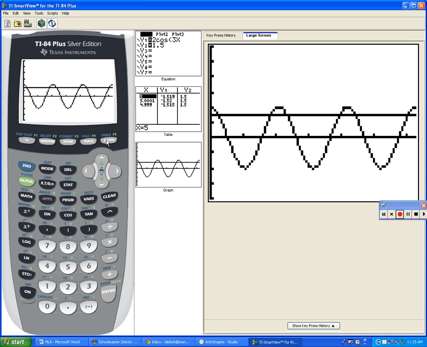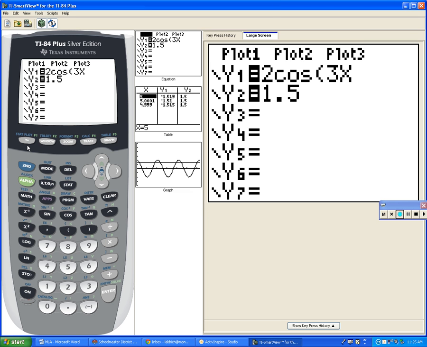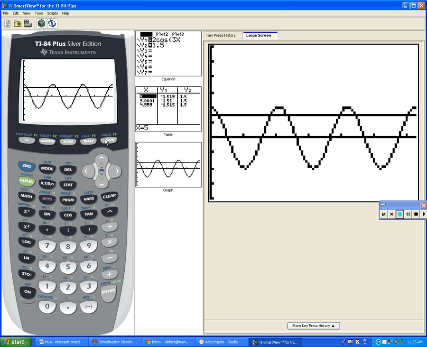You just graph each one of them. So y equals 2 cosine 3x, y equals 1.5. See where they cross? That's your solution. That's why you only have to do 3 of those.